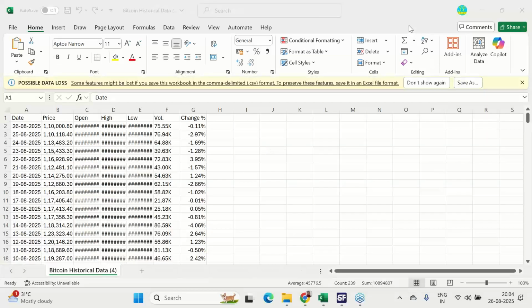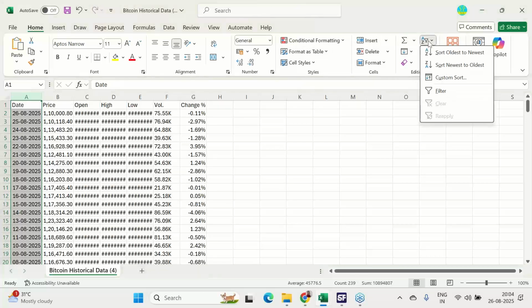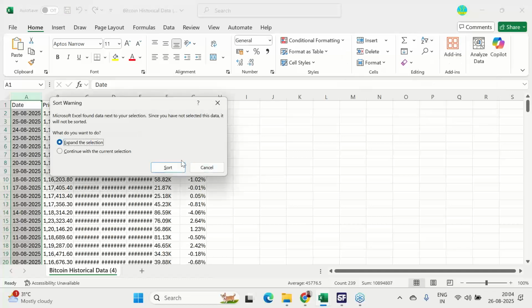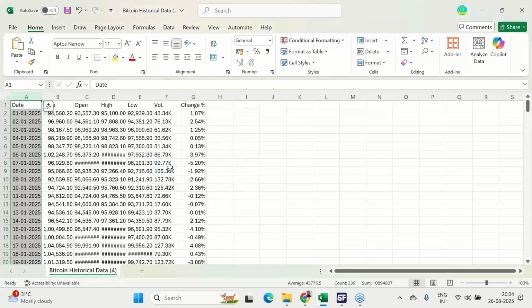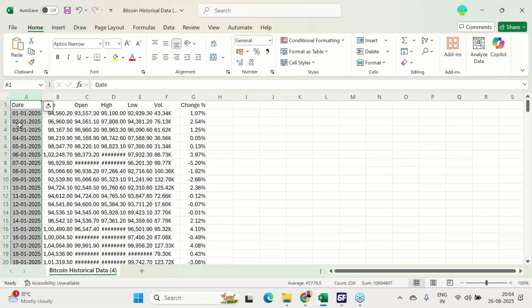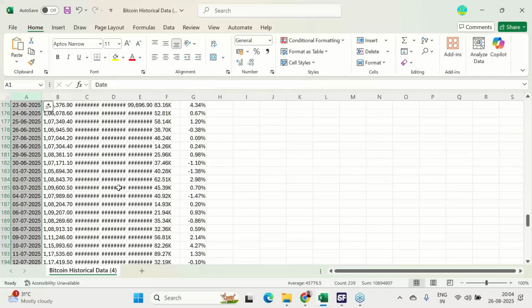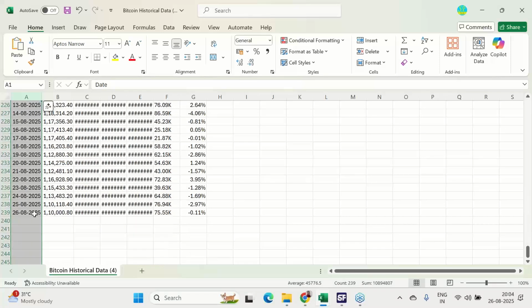Now some data related things. The new data is at the top, I want it to go down, so I'll be sorting it from oldest to newest. It will ask me to expand, sort. So oldest to newest it has happened. I have a total of 239 data points, and I just want the latest 100, or 110, whatever is there.